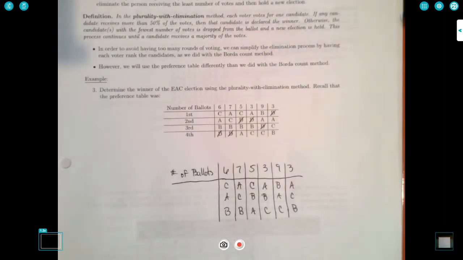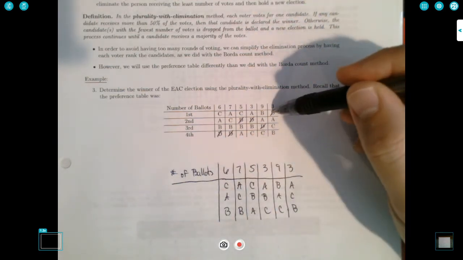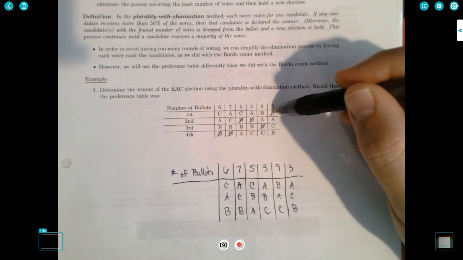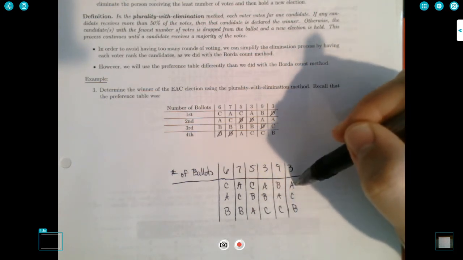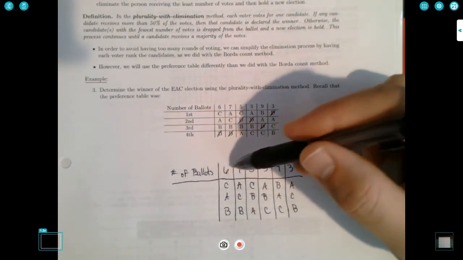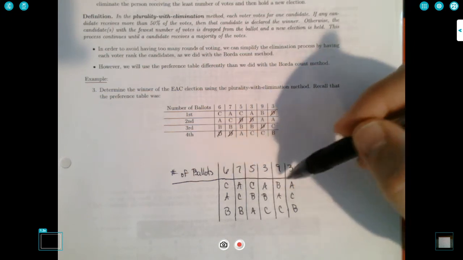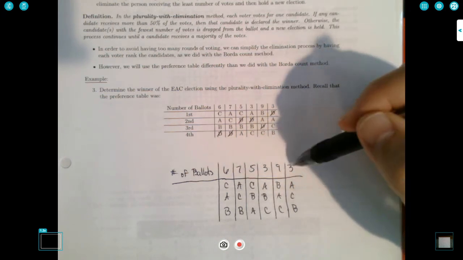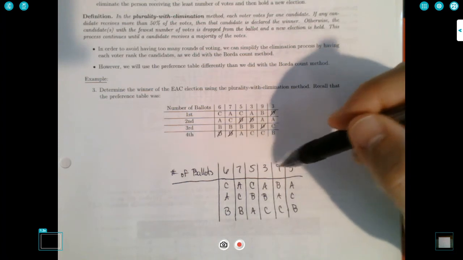So who has the most number of votes now? We got rid of D, and what took D's place in this last column is A. So C has the same number of votes as before: 6 plus 5 is 11. But A has 7 plus 3 plus 3. That's 7 plus 3 is 10, plus 3 more is 13. And B still has 9.